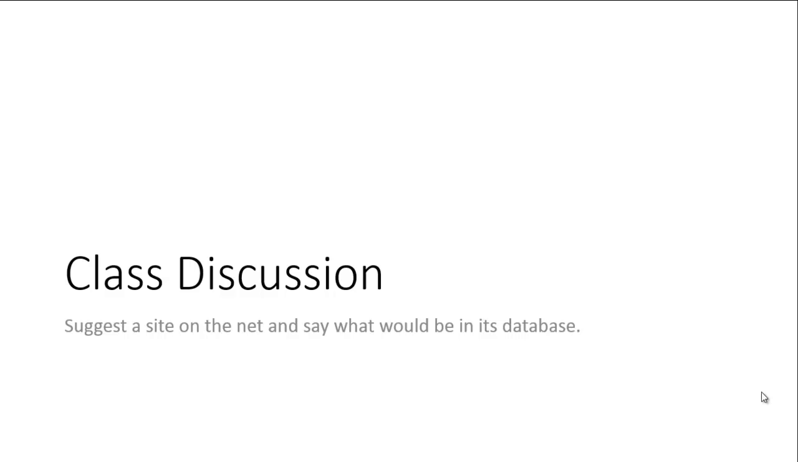Okay, pause the video here again, and class, name a site, some site that you go to, Tinder or Twitter or anything else that starts with a T. Find some site that you go to and think about what they might put in their database. What kind of data is in the database of this system?